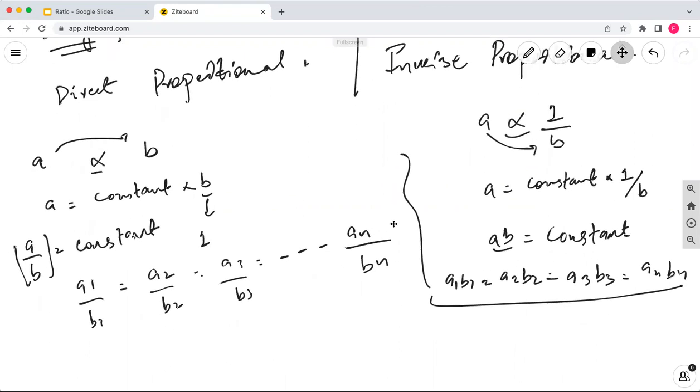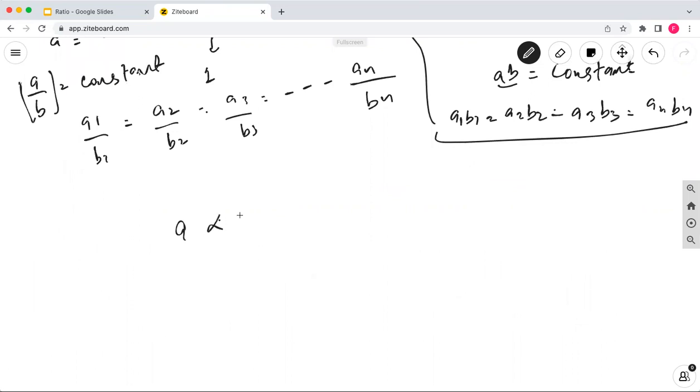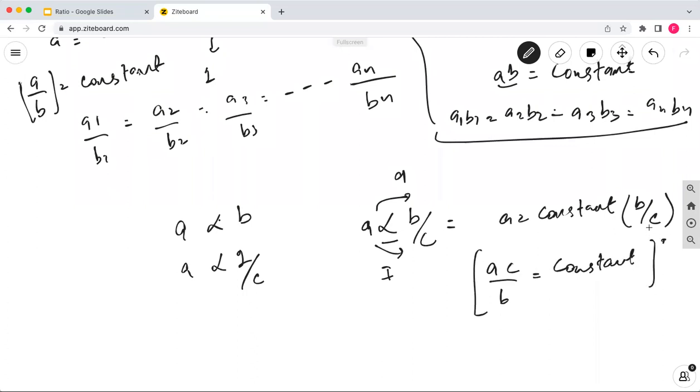Got the idea? And these two could be tested in combination. If I say that A is directly proportional to B and A is also inversely proportional to C, I can combine this as A is directly proportional to B over C. This is direct relation and this is inverse relation. So if I open this sign, this will become A is equal to constant into B by C. And this means AC over B is always constant, right?